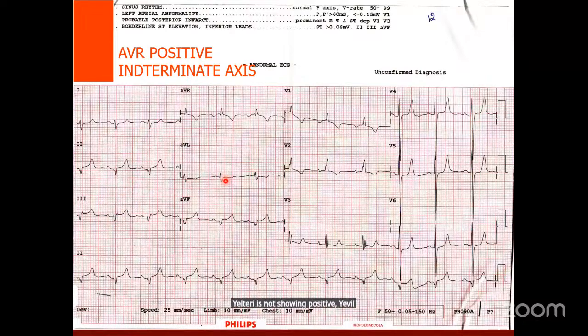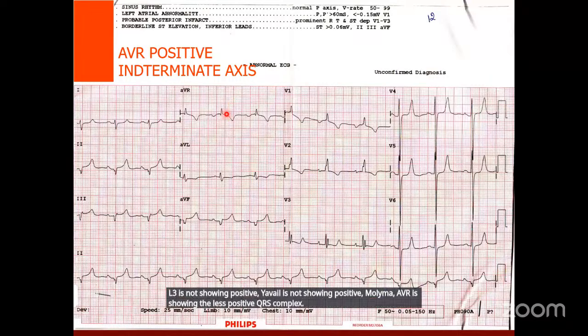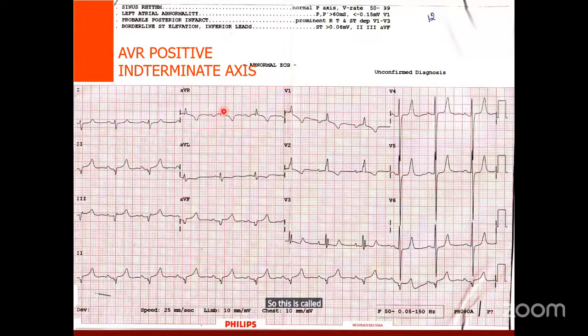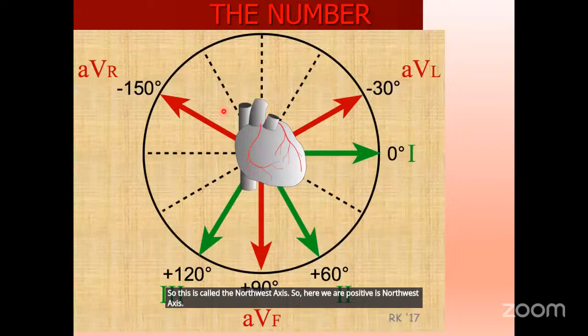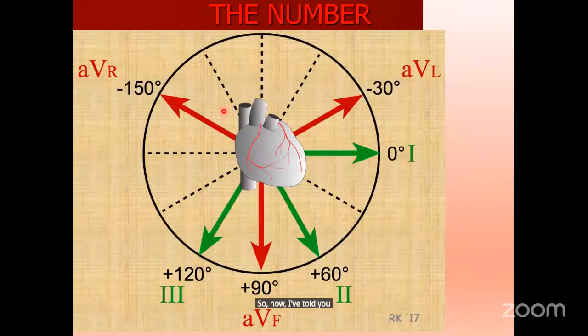AVL is not showing positive. Only my AVR is showing the tallest positive QRS complex. So this is called the northwest axis. So AVR positive is northwest axis. Now, I told you within 5 to 10 minutes, the 4 axes.